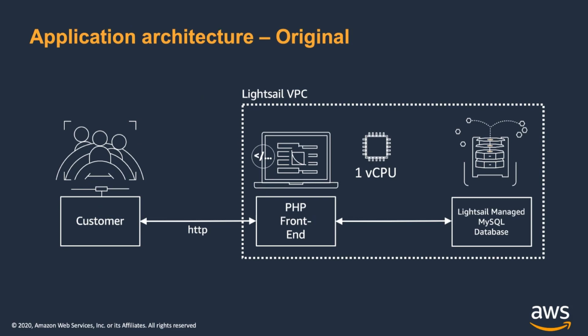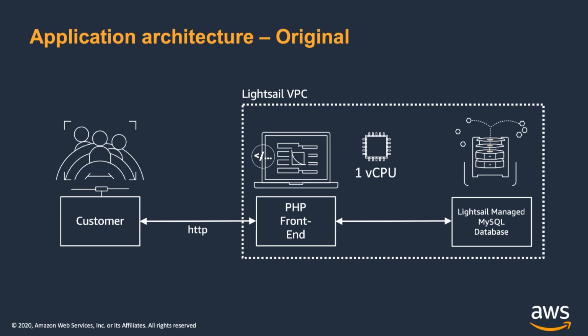So let's start by looking at how this application is structured right now. It's a two-tier application. It has a web front end and a managed MySQL database on the back end. That's Lightsail managing that database. The machine itself has one vCPU. Remember, this machine's having performance problems. We'll look at the performance graph here when I start the demo. But this is where we're starting, and we're trying to figure out how we can get the CPU utilization into a manageable state.